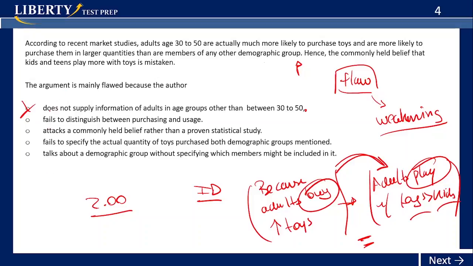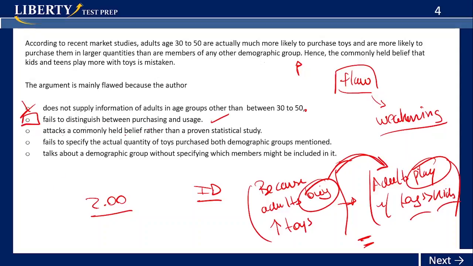Letter B. The argument fails to distinguish between purchasing and usage. That's what we've been talking about, right? The author hasn't really distinguished between these two, and he hasn't really provided any support in order to say that buying is equal to playing. So that's our answer.